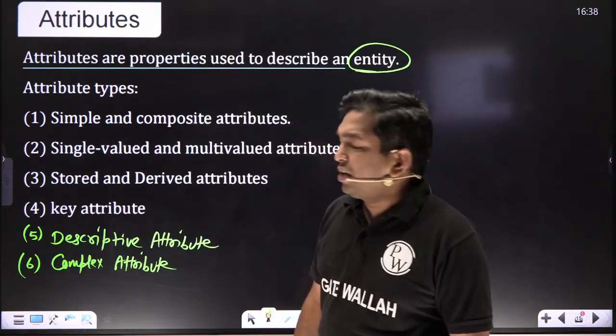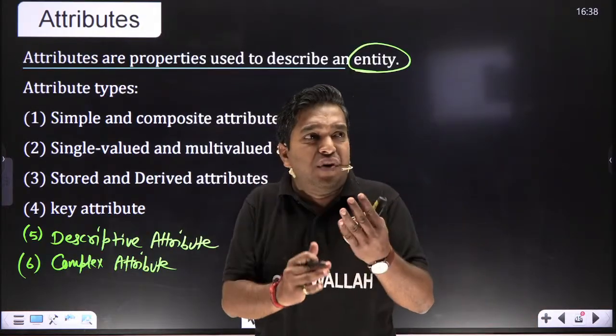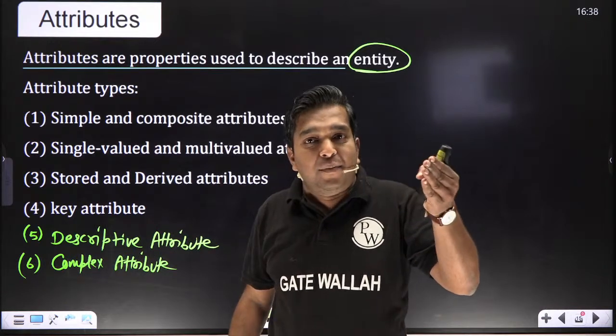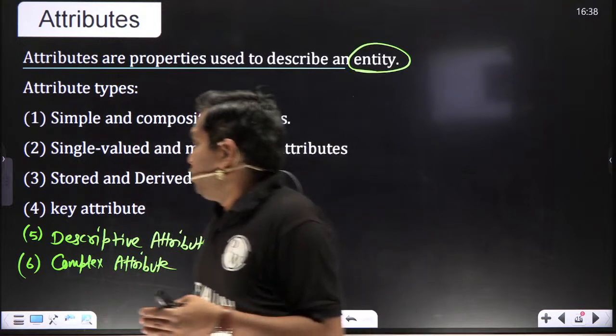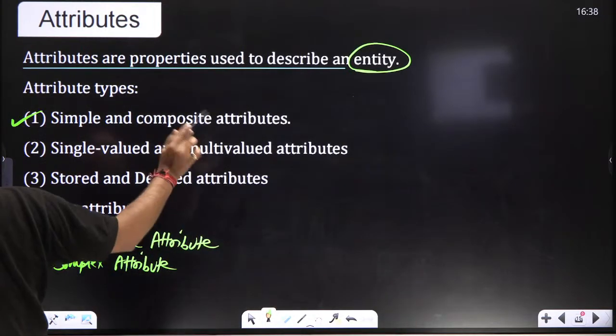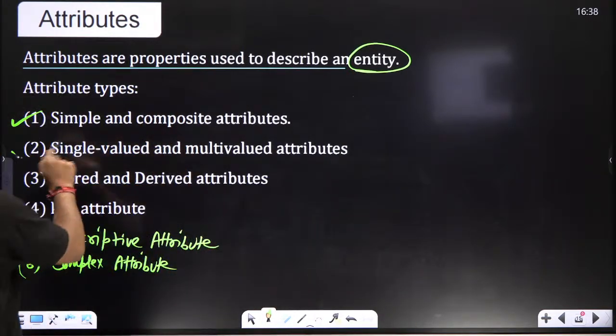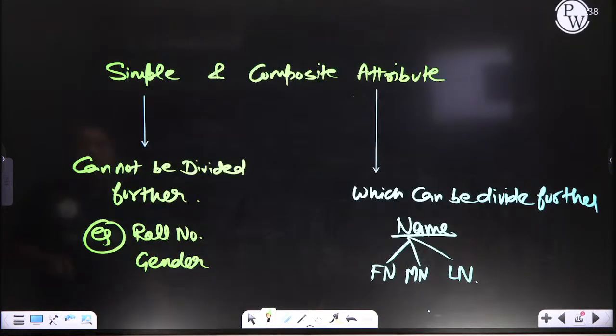So what we are discussing, first of all, is the types of attribute. We have various types of attribute. First we discussed simple and composite attribute. Second we discussed single valued and multi-valued attribute. Third is what? Stored and derived attribute.